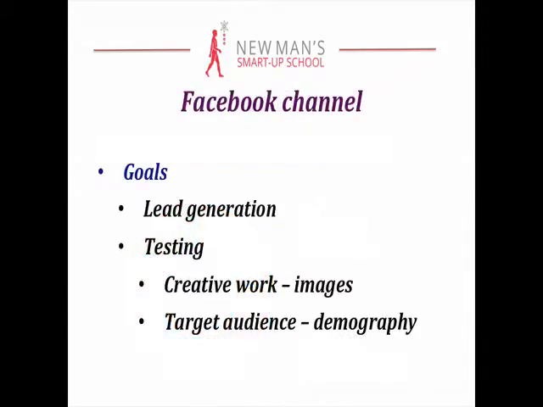Then we should decide about the goals. So the usual goals are lead generation and testing. In testing, we can test the creative work or images or target audience demography. So we know there are three reasons if somebody doesn't react when you put up some advertising. The first is that they just don't like it, so the creative work is not good enough in design. The second one, they are interrupted. That means they liked what you have, but because of some reason they were interrupted. And the third, you are just targeting the wrong potential customers. That means there is a wrong demography.